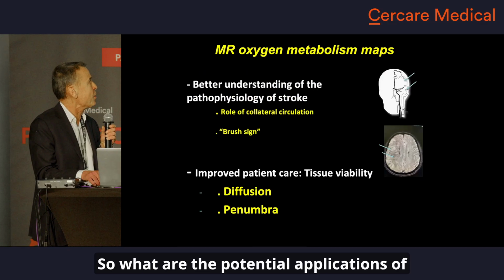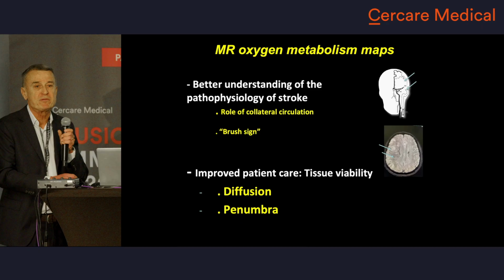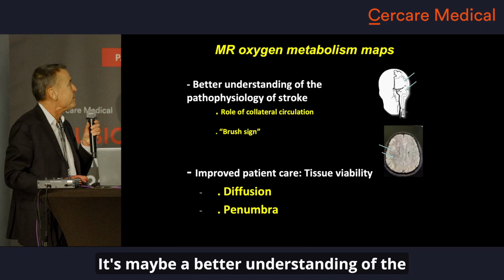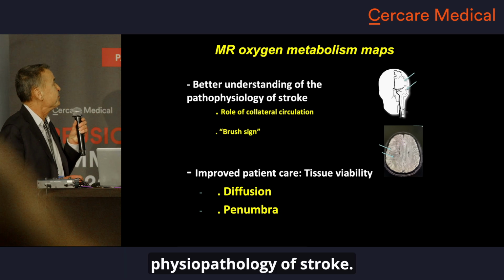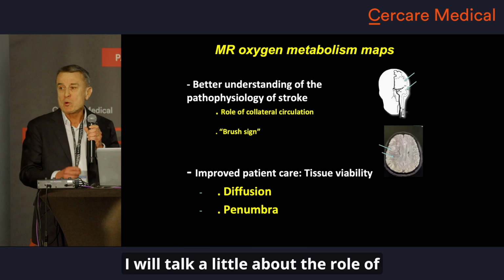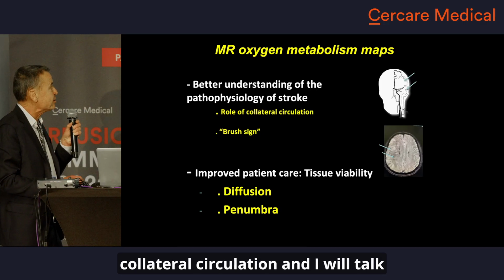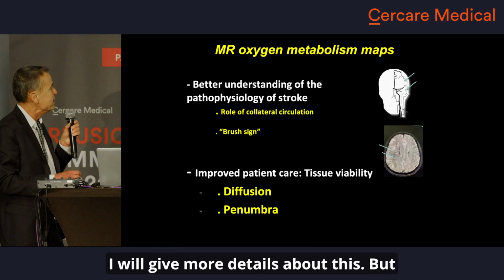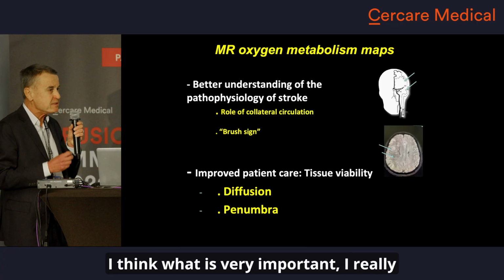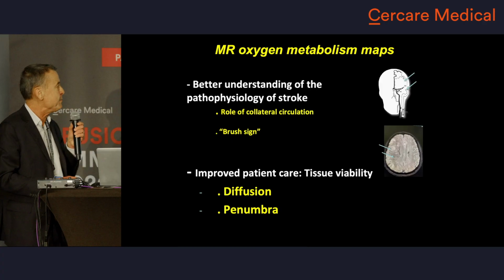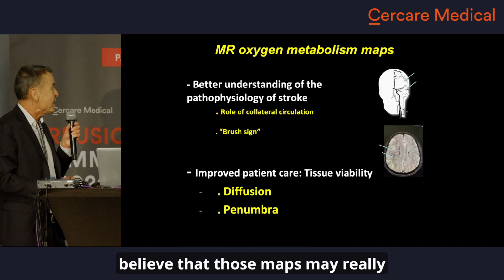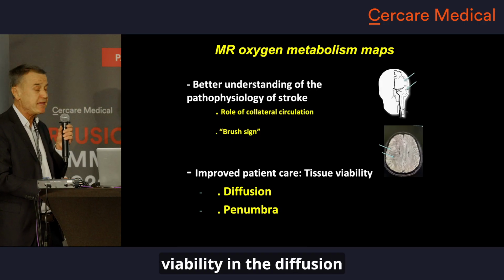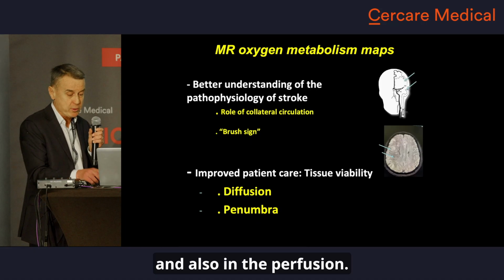So what are the potential applications of those maps? I think the first application, I will give you some examples, is maybe a better understanding of the physiopathology of stroke. I will talk a little about the role of collateral circulation, and also about the brush sign. But what is very important, I really believe that those maps may improve patient care by assessing tissue viability in the diffusion and also in the perfusion.